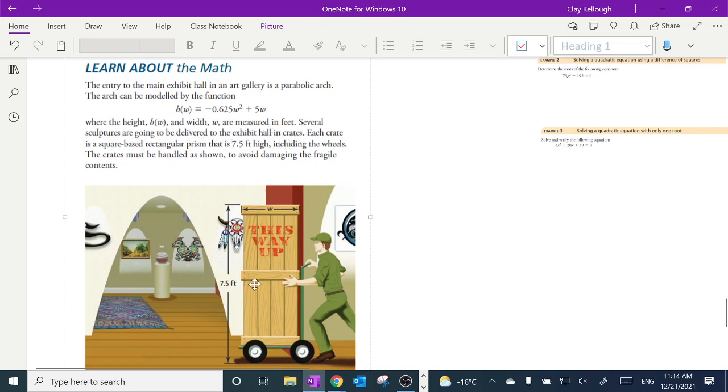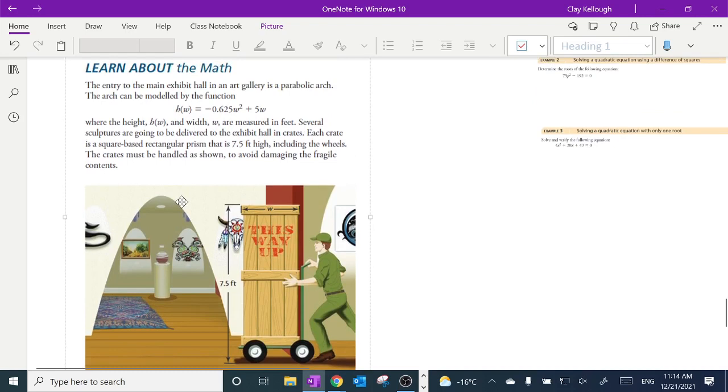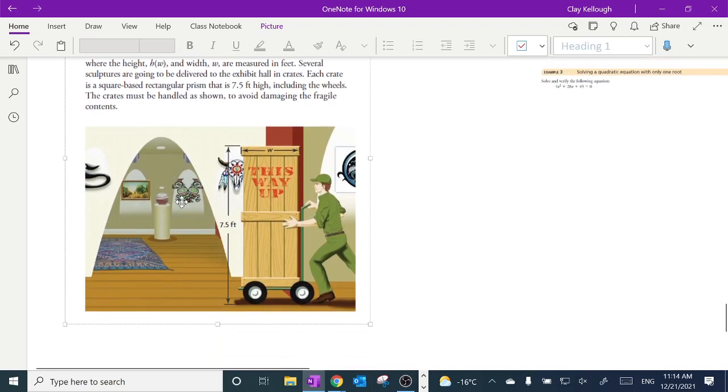Several sculptures are being delivered to the hall in crates. Here's the guy moving the crates. Each crate is a square-based rectangular prism that is 7.5 feet high. The crate must be handled as shown to avoid damaging the fragile contents. And of course, you're supposed to figure out, will it fit? So we need to know if this will fit, and if it will, by how much.